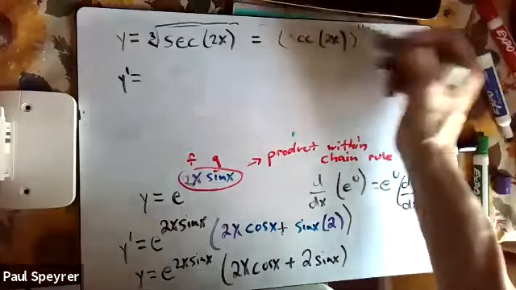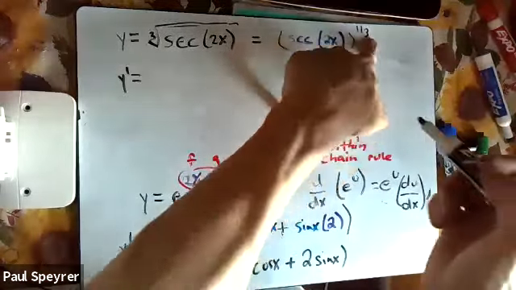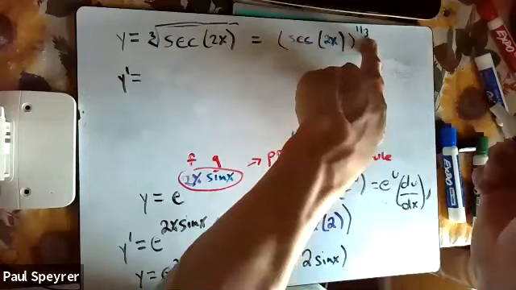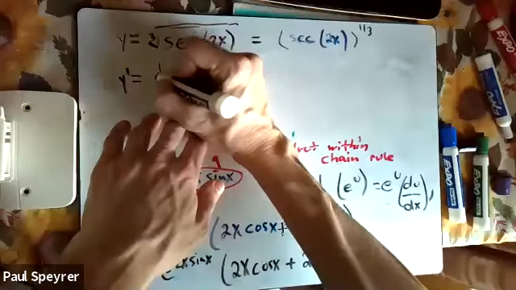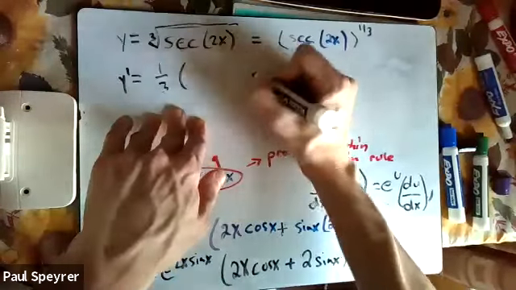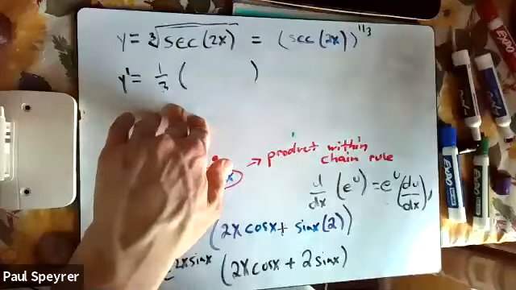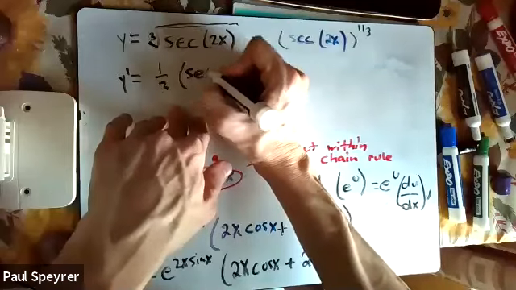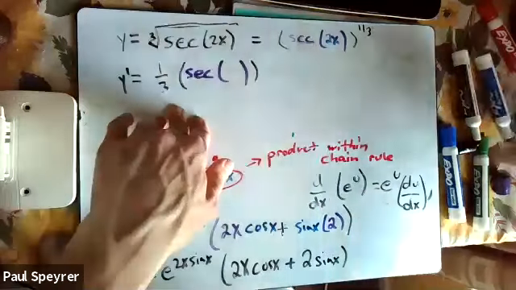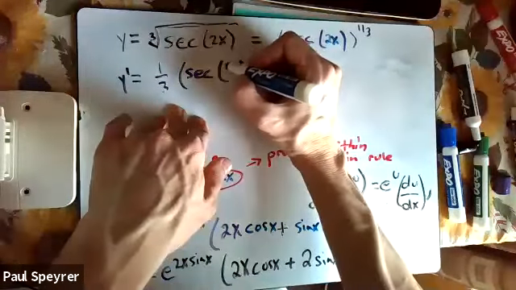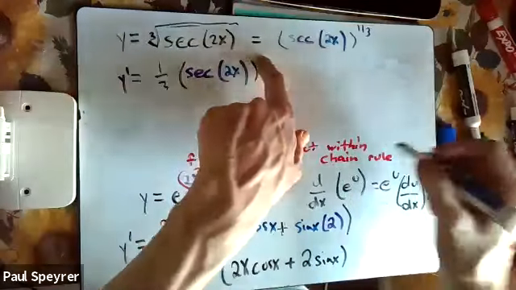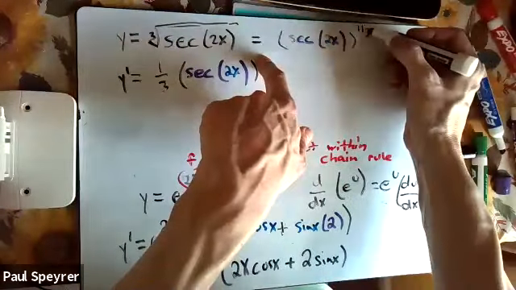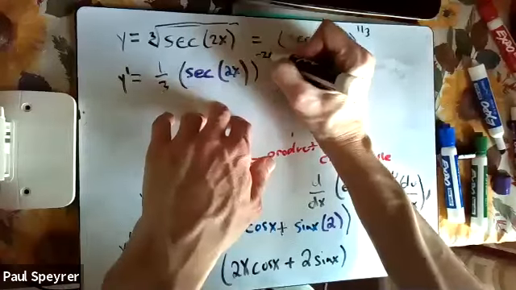Where do we start? The outside chunk. What's the outside chunk? The 1/3. That involves the power rule. So that's going to be 1/3. And then nothing else changes on the inside, right? It's still secant of 2x. But we still have the power rule on the outside. 1/3 minus 1 is negative 2/3.